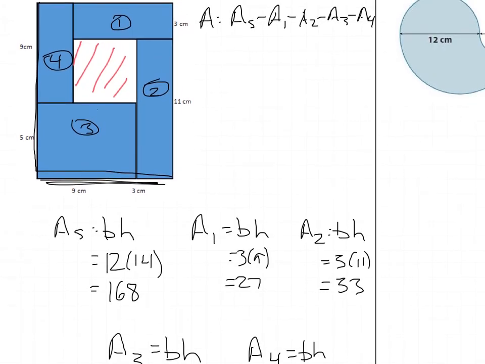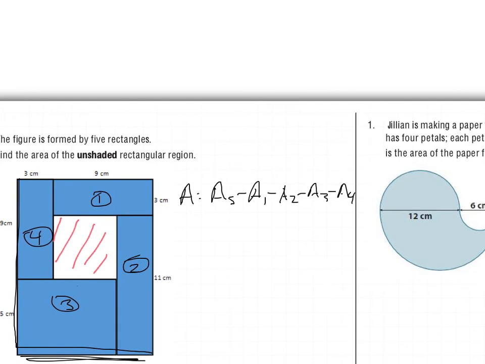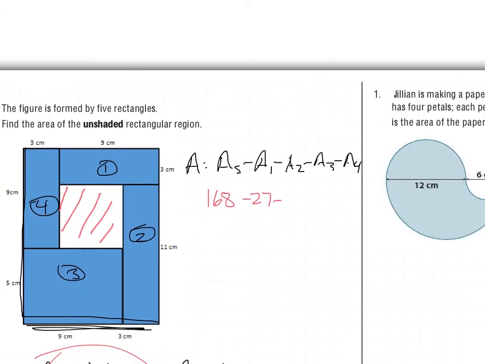So the area of my original shaded region was 168, so I come back and plug that into my story. 168 minus 27 minus 33 minus 45 minus 27. As I go through and I do all of those subtractions, I'm going to get that my value is 36 square centimeters.